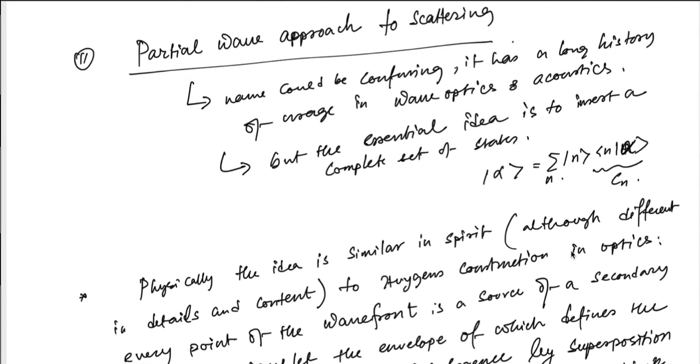Okay, now I will discuss this partial wave approach to scattering. This is one of the two formalisms we are going to discuss in this course, and I will tell you how we essentially solve this problem within certain limitations, like the potential being short range, for example.